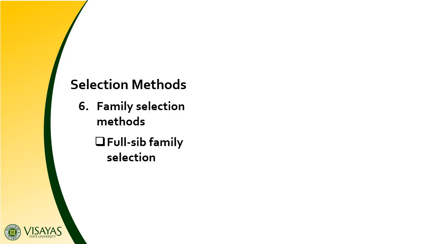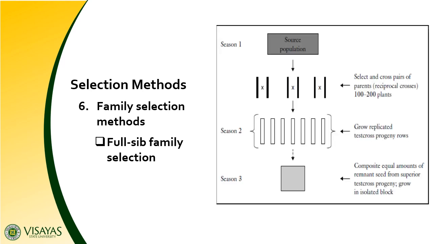So in here, you have the full-sib family selection. In the full-sib family selection, you have the source population in here. And then you have to do crossing, or select and cross pairs of parents in a reciprocal process. So around 100 to 200 plants are what you cross. And then in the following season, you have to grow replicated test cross progeny rows. And then in the third season, the composite of equal amounts of the remnant seeds of the superior test cross progenies are grown in isolated blocks.